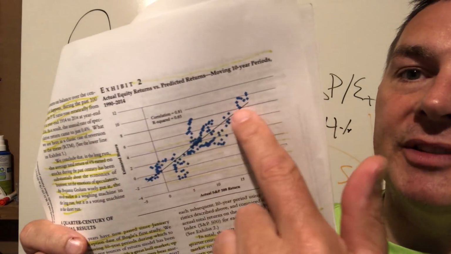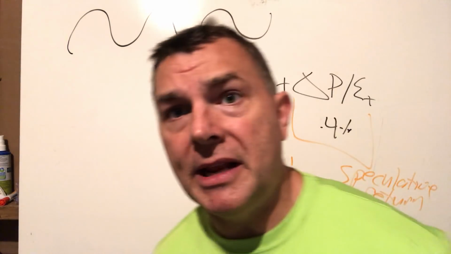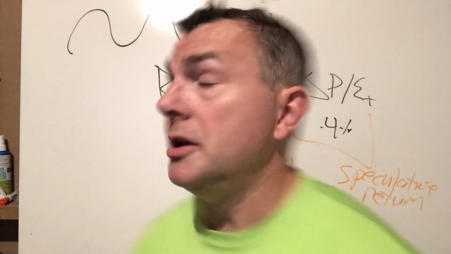So they're basically saying we're going to get 9.2% if we look at the earnings model, dividends plus growth, because Bogle doesn't assume any upward speculation at all. He's just saying dividends plus growth. And so he's saying this is what we're going to get.